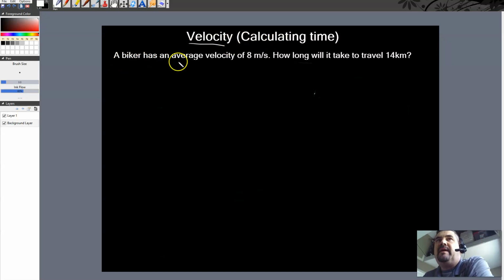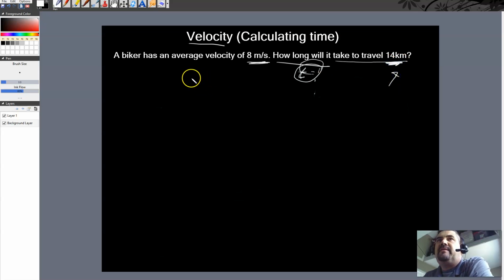So a biker has an average velocity of 8 meters per second. Here's some data we have. How long will it take? Definitely we're going to be looking for time then, right? That's definitely time. And then how long will it take to travel 14 kilometers? Okay, well that's a distance.